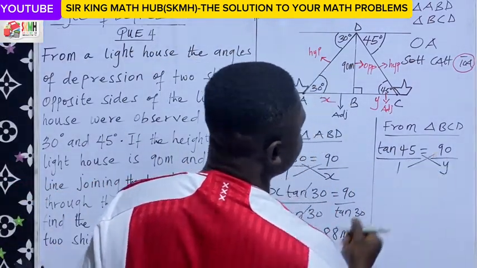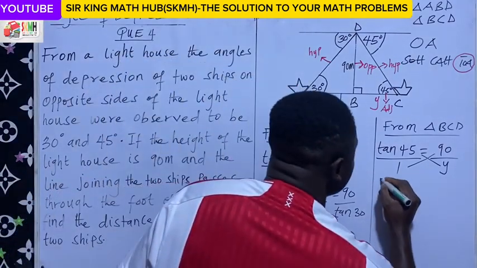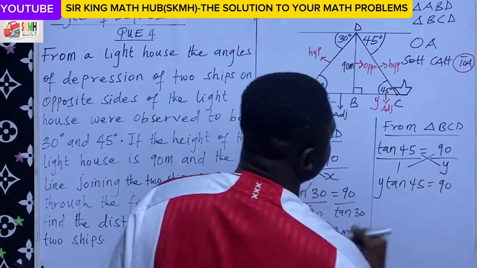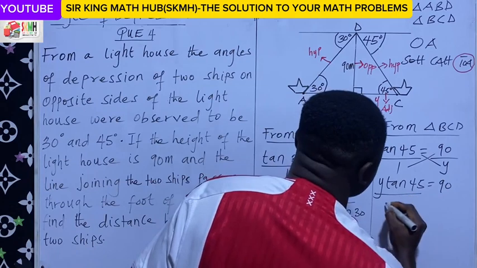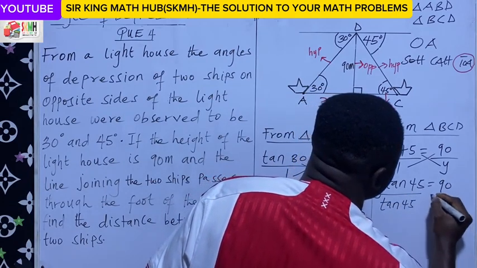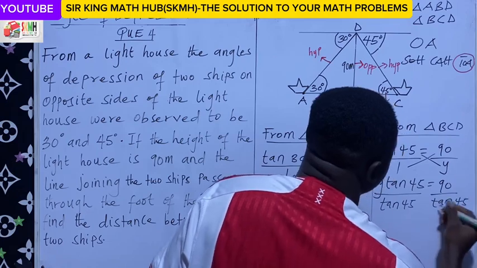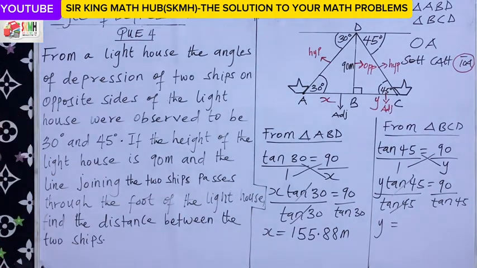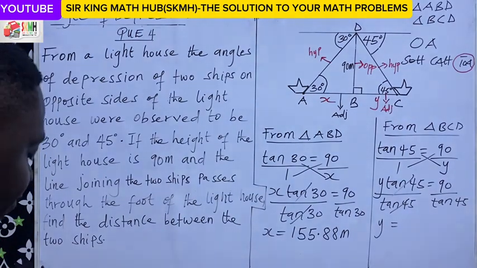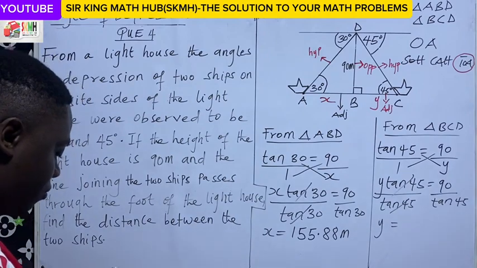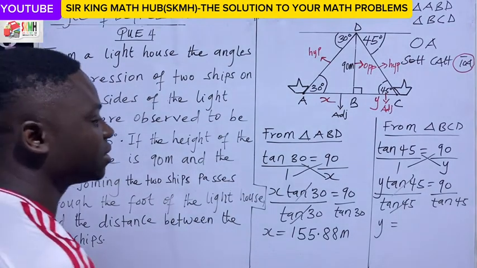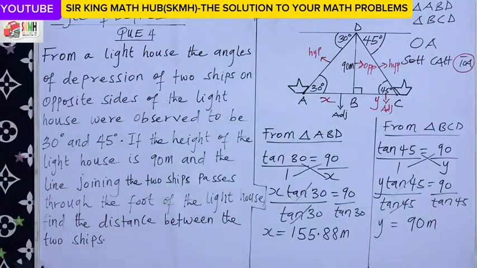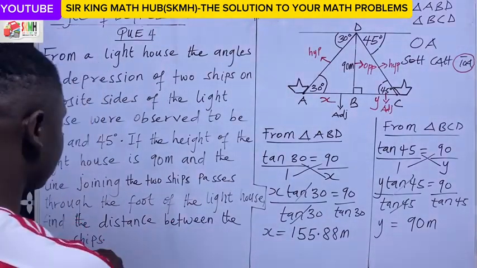so we can cross multiply. y times tan 45 gives us y tan 45, and 1 times 90 gives us 90. We are looking for y, so we divide both sides by tan 45. Tan 45 will cancel out, leaving y is equal to. From our calculator, what is 90 divided by tan 45? That is giving me 90 meters.